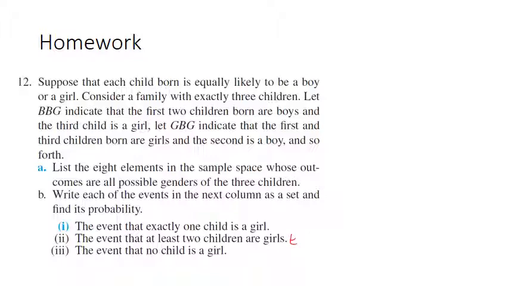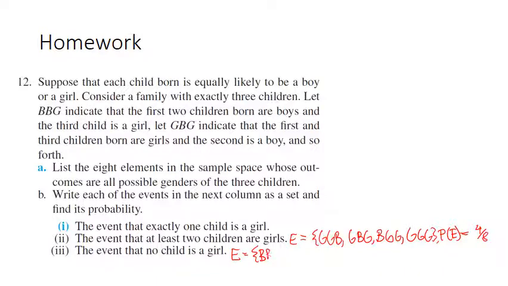So the event that at least 2 children are girls. So this is going to be girl, girl, boy, or boy, girl, girl, or girl, girl, girl. So the probability of this event, it's exactly like the coin flipping one. It's just going to be 4/8, or 1/2. And then the last one, the event that no child is a girl. So this one is just going to be boy, boy, boy. And so the probability for this, just like with the coin flipping one, is going to be 1/8.